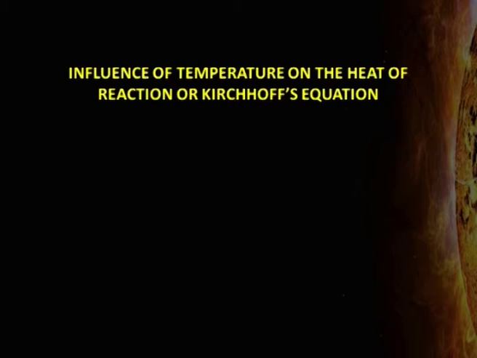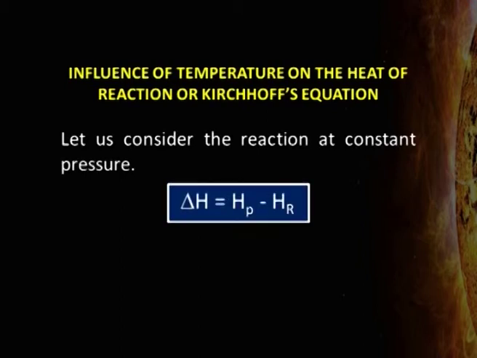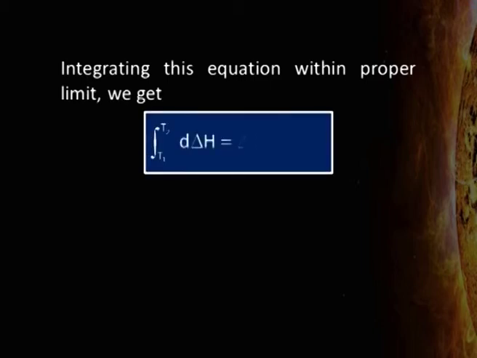Now, we will discuss the effect of temperature on heat of reaction, which will be given by Kirchoff's equation. First, let us consider the reaction at constant pressure. At constant pressure, delta H is equal to H of products minus H of reactants, and we know that dH is equal to Cp dT. Now, integrating this equation within proper limits, we will get integral of d delta H within the limits T1 and T2 will be equal to delta Cp integral of dT within the limits T1 and T2.